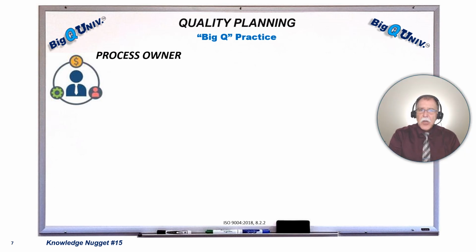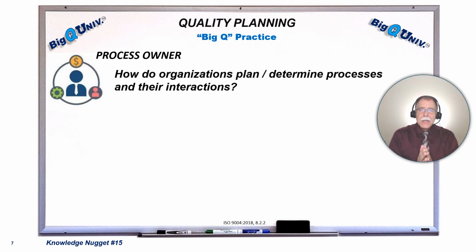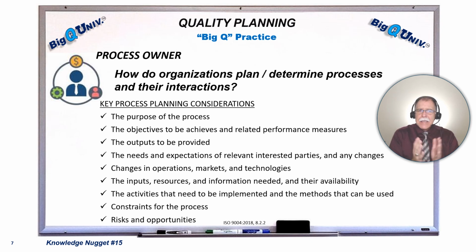How do process owners within an organization plan and determine processes and their interactions? Well, they must take into account key process planning considerations, such as what is the purpose of the process? What are the objectives to be achieved and related performance measures? What are the outputs to be provided? What are the needs and expectations of relevant interested parties?